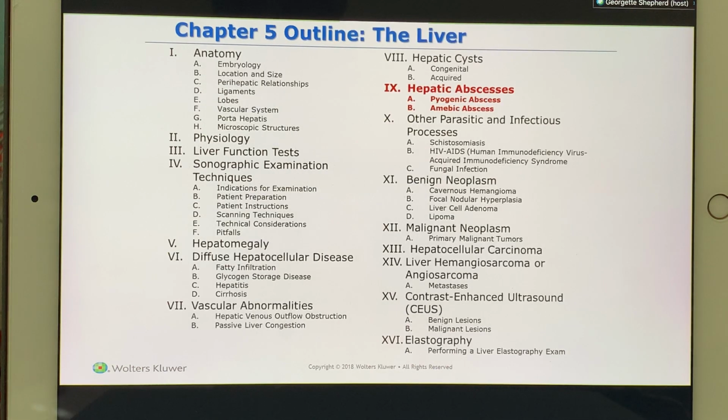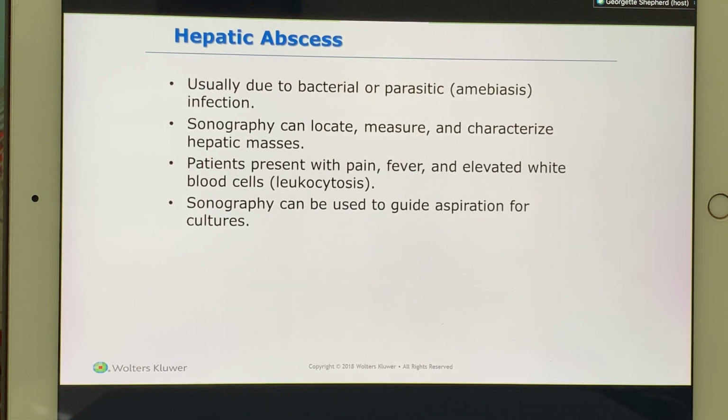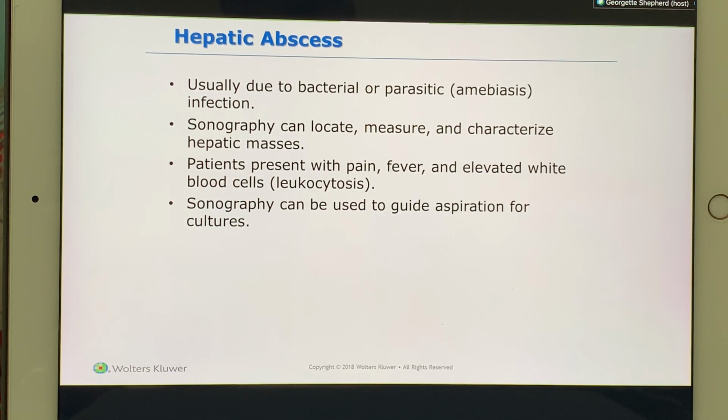Okay, so let's talk about abscesses. Hepatic abscesses usually are due to bacterial or parasitic amoeba infections. With sonography, we can locate it, measure it, and categorize it. The patient will have pain, fever, and leukocytosis, which is an elevation of the white blood cells. We also use sonography to aspirate and do cultures on these bacterial or parasitic infections.